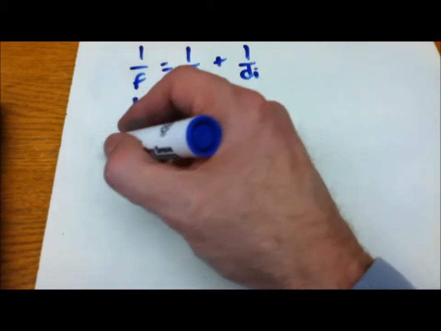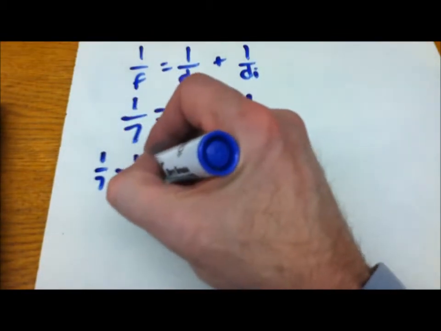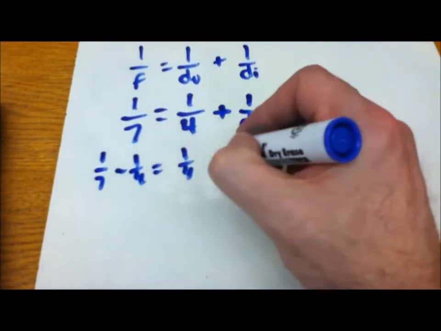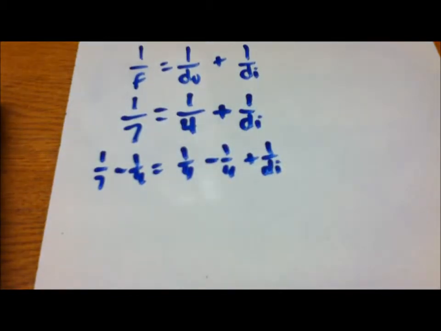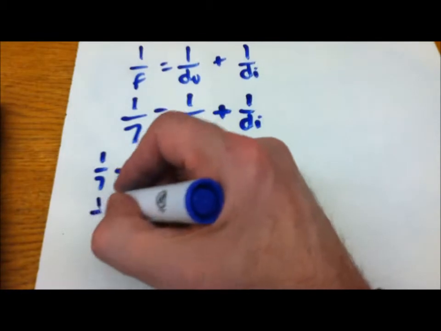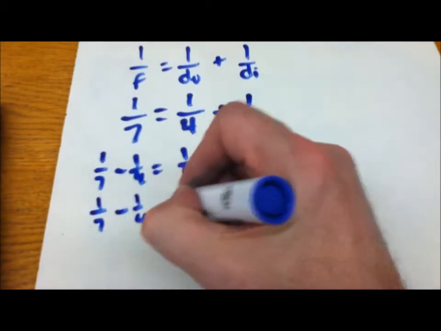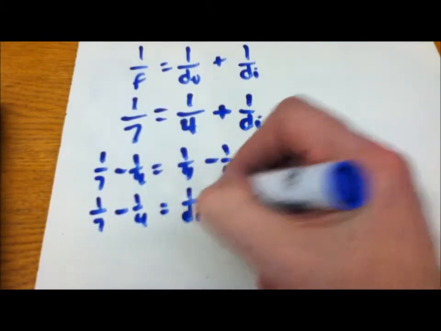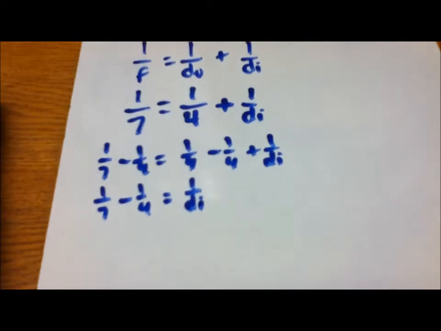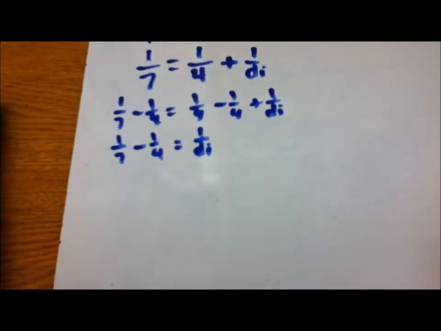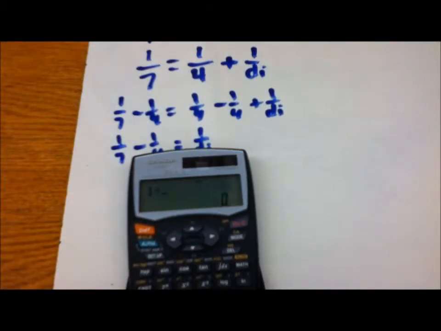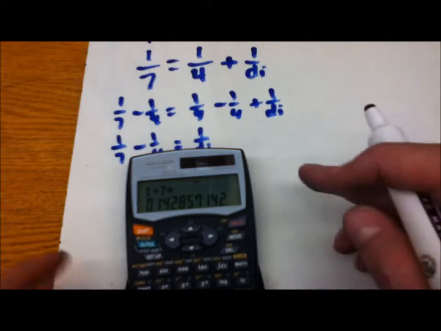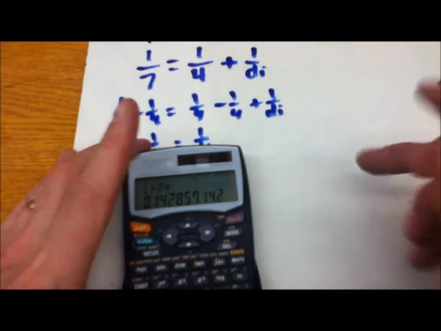If you take 1/4 and subtract 1/4 from both sides, this is what we get, and we just simplify that to this: 1/7 minus 1/4 equals 1/di. We can change this to actual decimals, make it a little bit easier to handle. Why handle fractions if you don't have to?